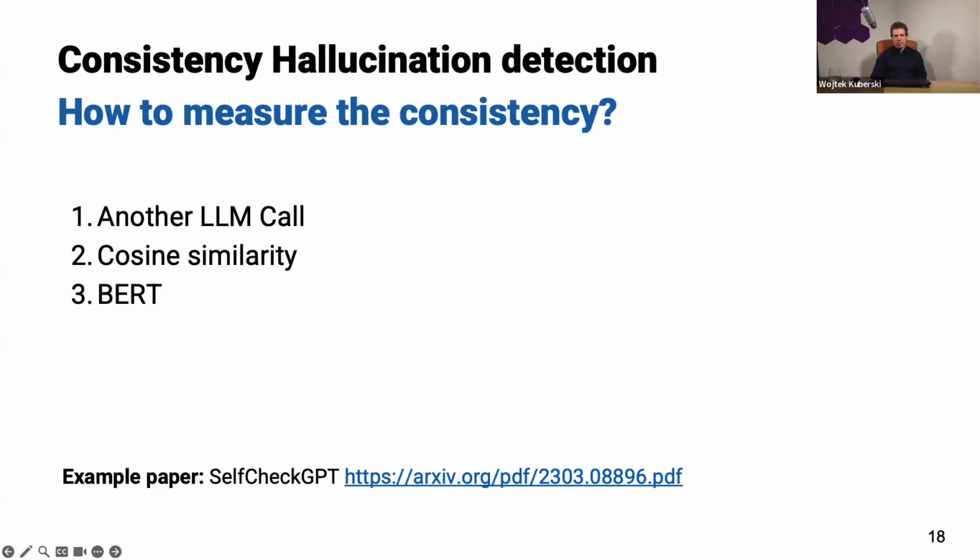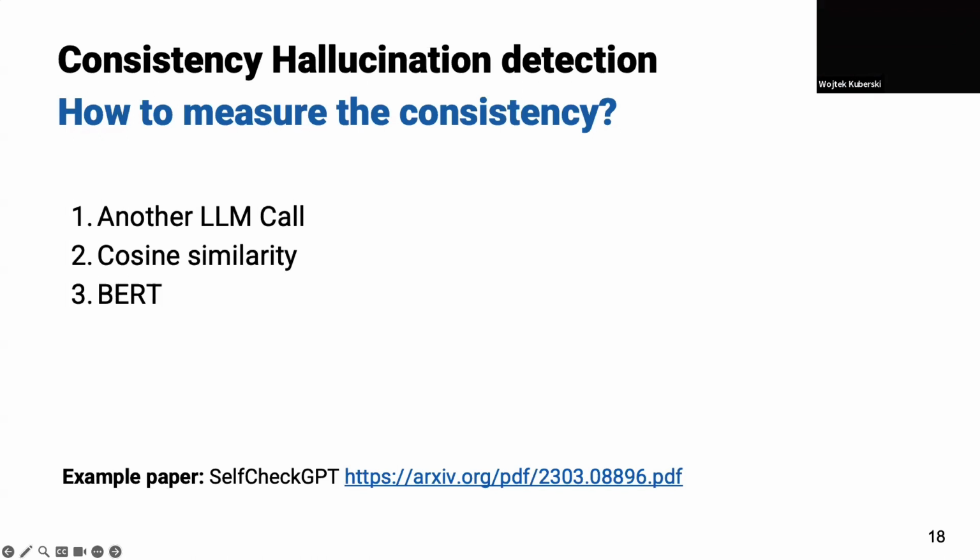Now, the second knob that we can use to really adjust the algorithm is how do we measure the consistency? The first option is we just use another LLM call with a number of answers and say, give me an output between 0 and 1 that measures how consistent or how similar these answers are. Surprisingly, it works quite well. Yet again, we need another LLM call, but at least we're getting really good performance out of it.